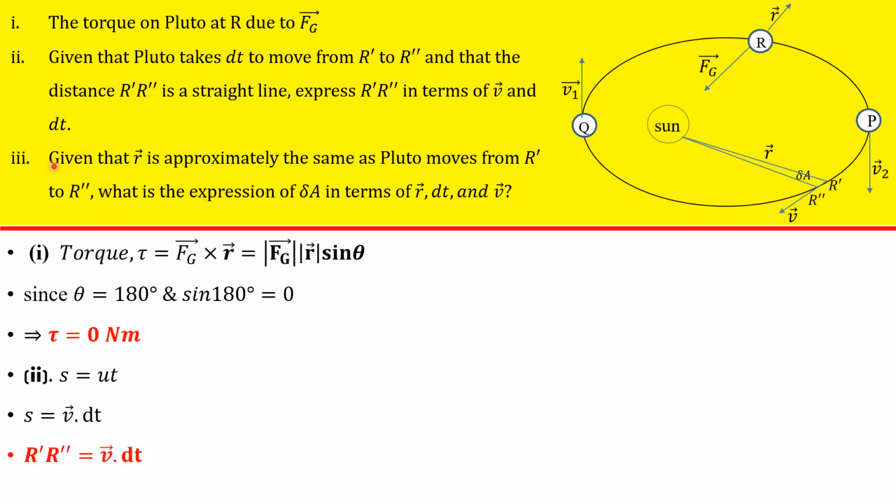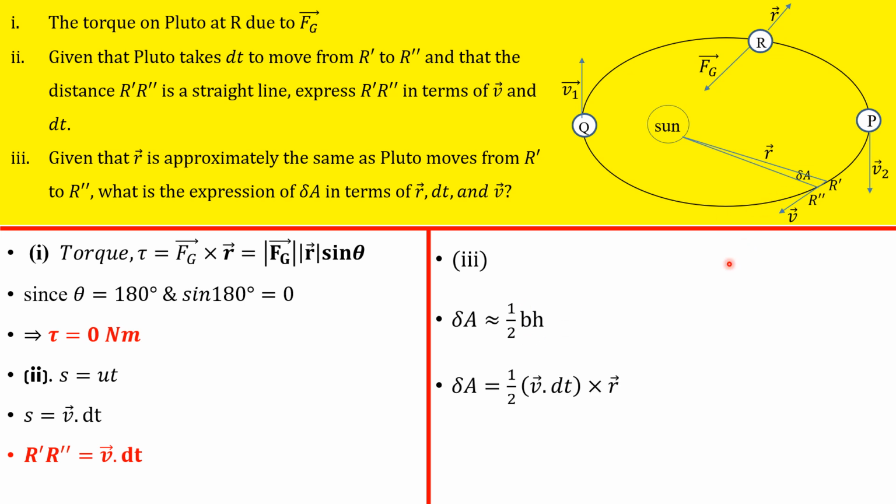We can go ahead and look at Roman 3, which says that given that r vec is approximately the same as Pluto moves from r prime to r prime prime, what is the expression of dA in terms of r? Okay, so Roman 3, our dA here, look at from r prime to r prime prime, it's a straight line. So this approximates to a triangle right here. So if it approximates to a triangle, what's the area of a triangle? It's half base times height.